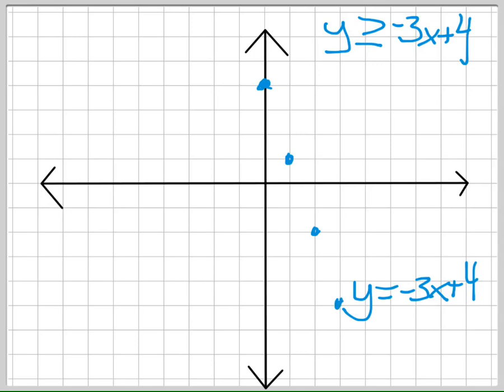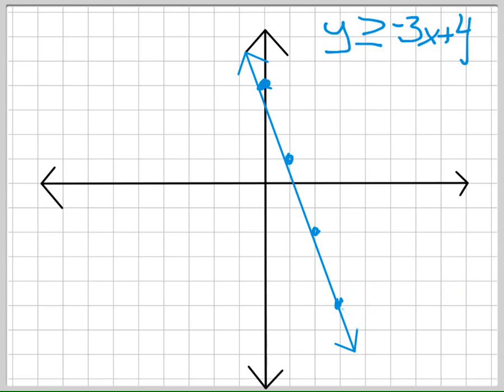Now, since it's an inequality, sometimes we have dashed lines and sometimes we have solid lines. Which one is this? This is a solid line because it's greater than or equal to. If it was just greater than, it would have been dashed. So put a solid boundary line through those points. Make sure you put arrows on the end because it goes on forever. It doesn't have to be exact, just get it close.